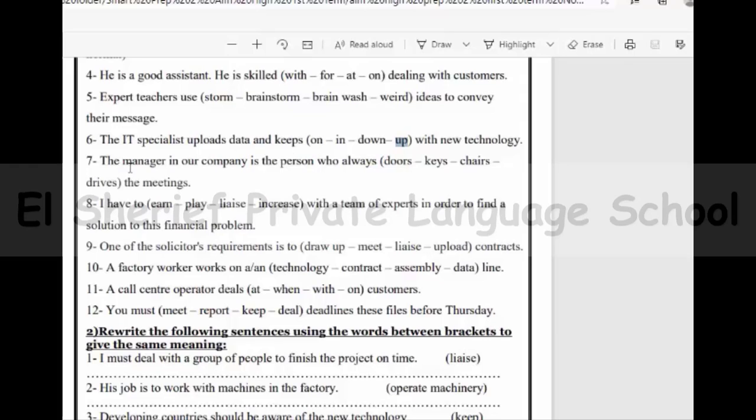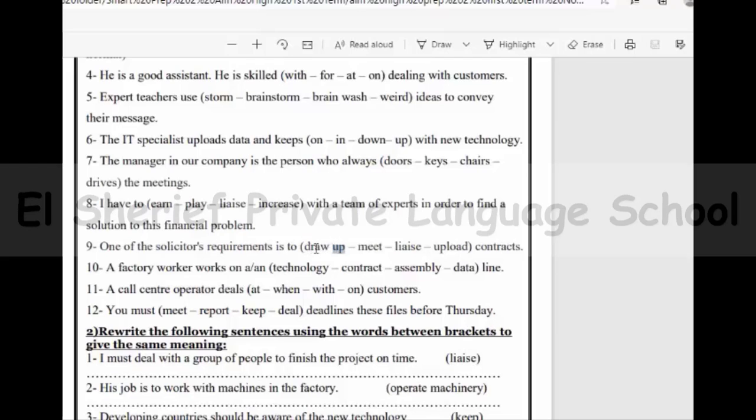Number 7. The manager in our company is the person who always the meetings. So chairs the meetings. He is the one in control. He is the boss. Number 8. I have to with a team of experts in order to find a solution to this financial problem. So I have to work with, to liaise. Number 9. One of the solicitor's requirements is to contracts. So is to draw up contract.